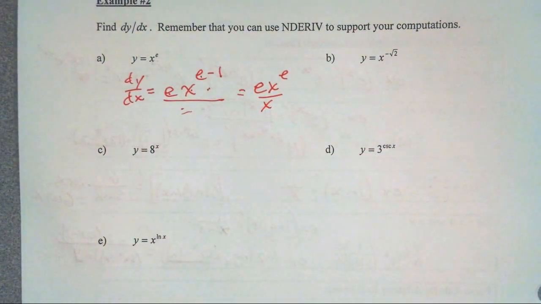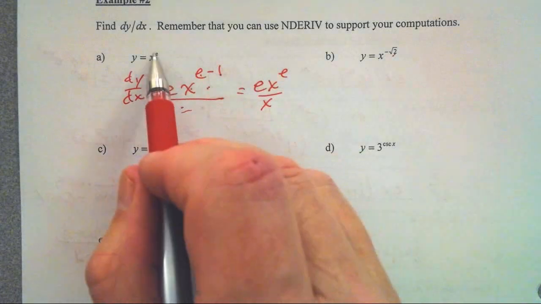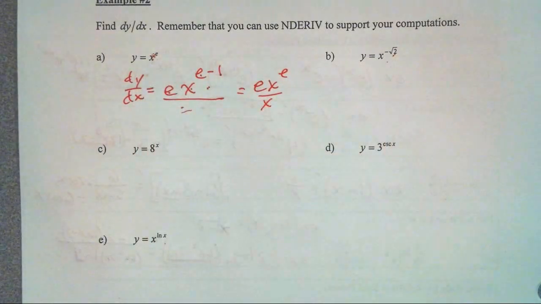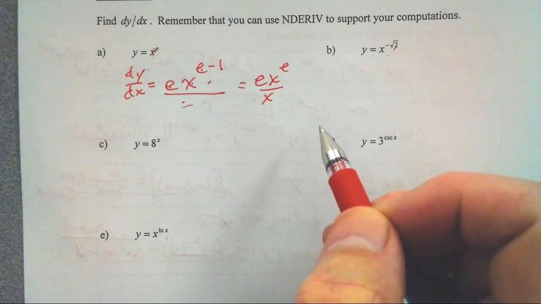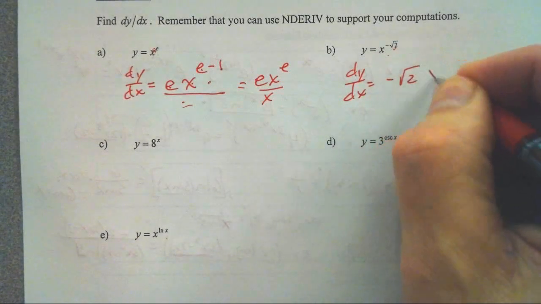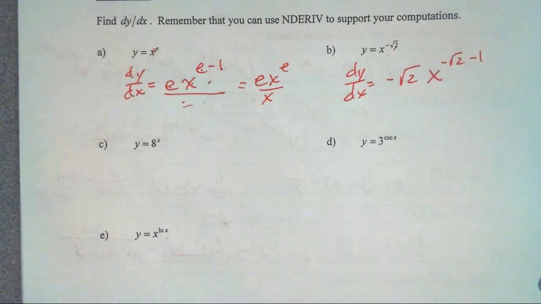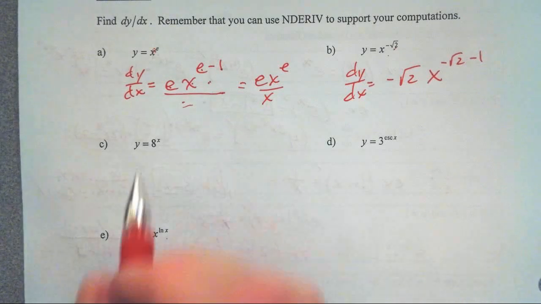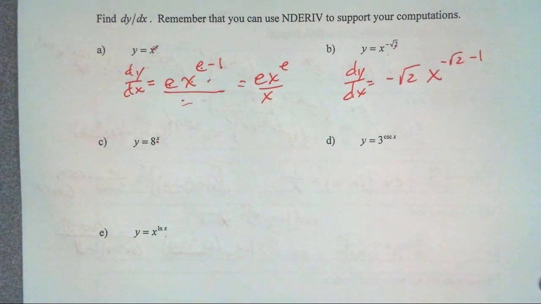So don't let the fact that we've got square roots or e's or anything that's a constant up here matter; we're just going to treat it as though it were 6. Then make it 6x to the 5th. Or negative 2 and make it negative 2x to the negative 3rd. Or this guy, dy dx equals negative root 2 x to the, reduce this by 1, negative root 2 minus 1 power. Okay? But now, I don't make this x times 8 to the x minus 1. I will give 0 credit for that.